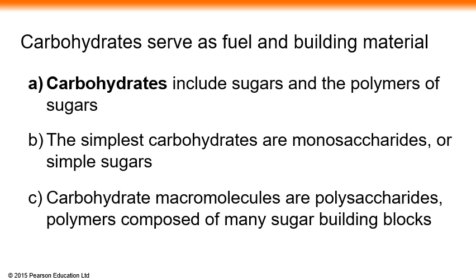As you can guess, the name is carbohydrate. Carbo means carbon. Hydrate means it's wet. It is a wet carbon. Well, okay, it makes sense because carbohydrate is composed of carbon and water. So the simplest carbohydrates are monosaccharides or simple sugar. Carbohydrate macromolecules are polysaccharides. That's the polymer composed of many sugar building blocks.